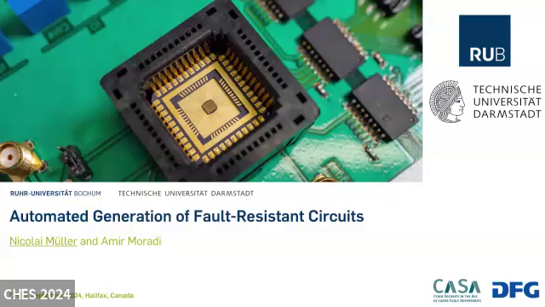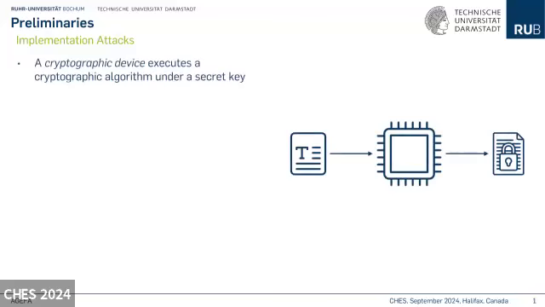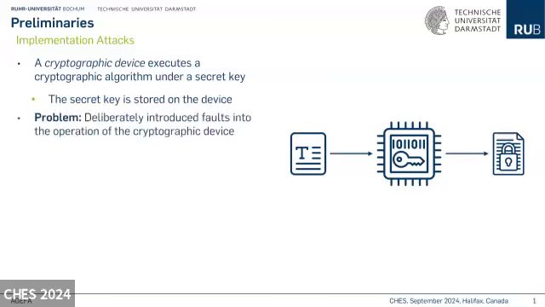Slides are shown, perfect. Many thanks for the nice introduction, and welcome from my side to this talk titled Automated Generation of Fault-Resistant Circuits. As you might imagine, as the session is already titled, we talk about faults, of course. So we consider a cryptographic hardware device which implements some kind of crypto and executes it by using a secret key, which is usually stored on the device.